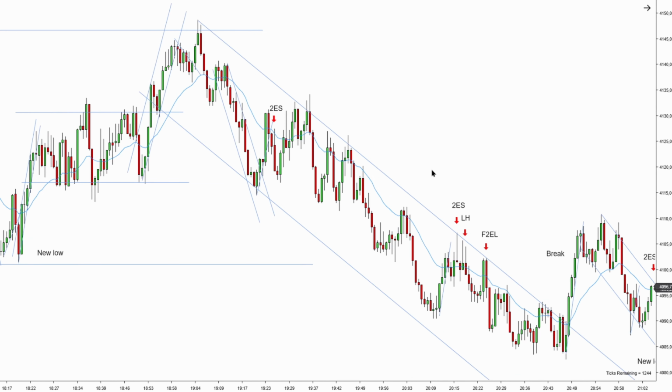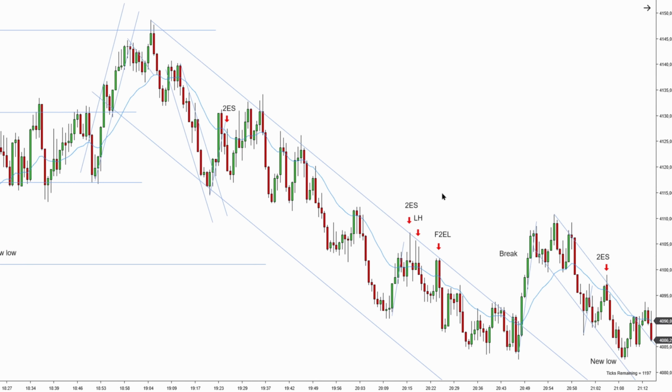Finally, according to the rules, you're looking for two-legged pullbacks at the key entry point, and notice what you have. New low forms, uptrend working higher, uptrend has a break and a new high, indicating that you're okay to sell.